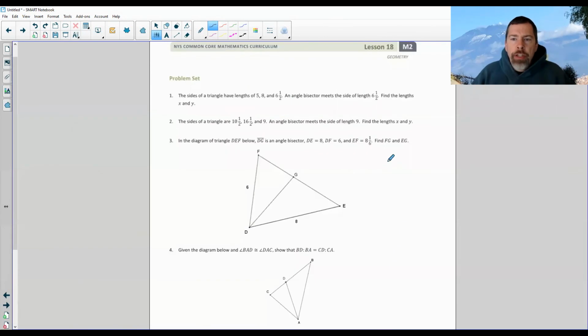Okay, page 4 brings us to the end of lesson 18, a nice short lesson on angle bisectors. Go to your problem set.